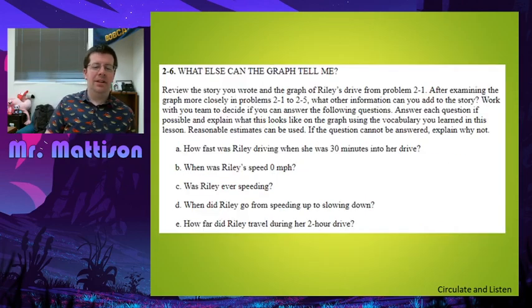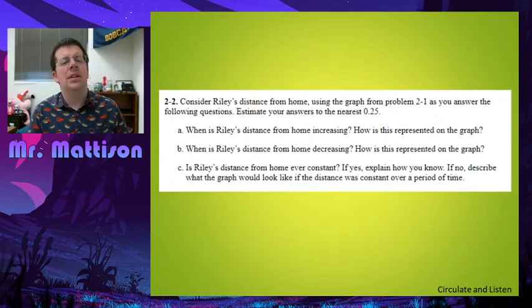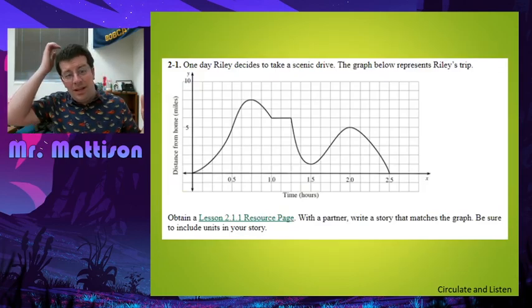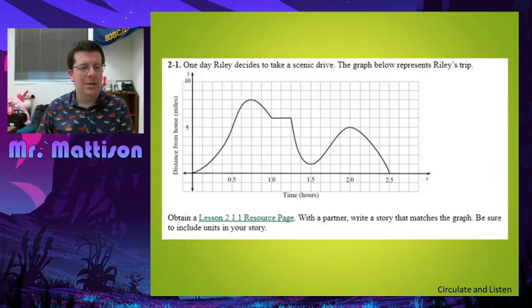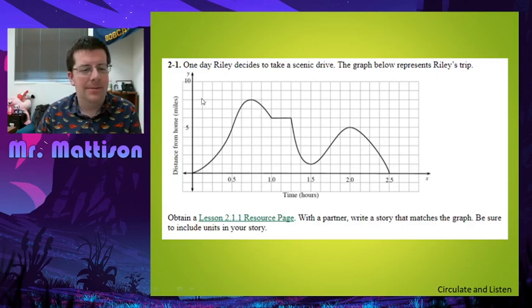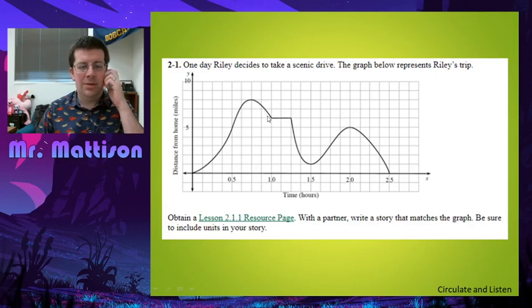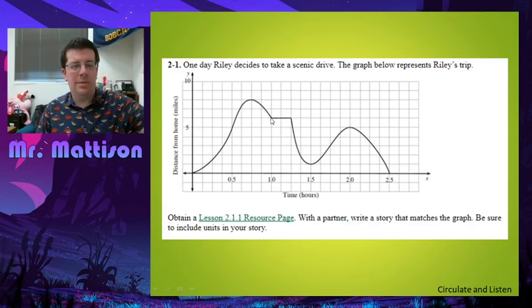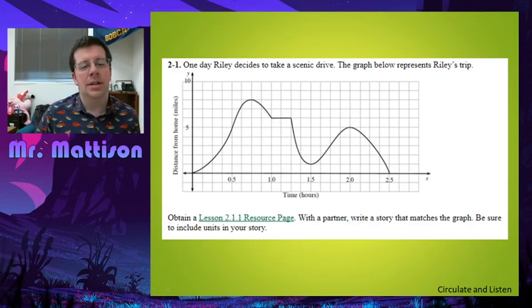And how far did Riley travel during her 2-hour drive? So it's about how we can calculate this. Again, this is in miles on our y-axis. From here to here, this first part, she drove a total of 8 miles, and then she drove 2 more miles before she stopped after coming a little bit back towards home. So that's 8 and 2, we're at 10 miles.